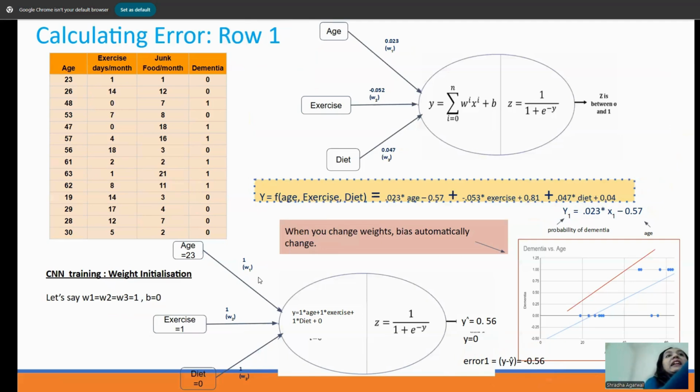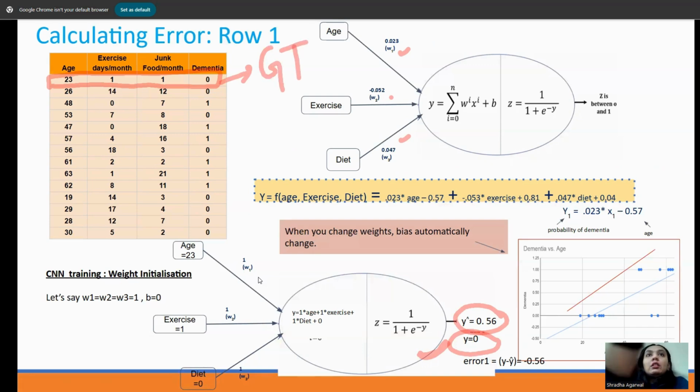So when your neural net starts training, it is on the first row now. And on the first row, it tries to start with the weights 1, 1, 1. These are not the correct weights that we know. But when the neural net starts, it starts with 1, 1, 1. It tries to plug into this equation here, and you get a value which is 0.56, where your ground truth is 0. Then what is the error between your ground truth, which is 0, versus your predicted value? It is minus 0.56.